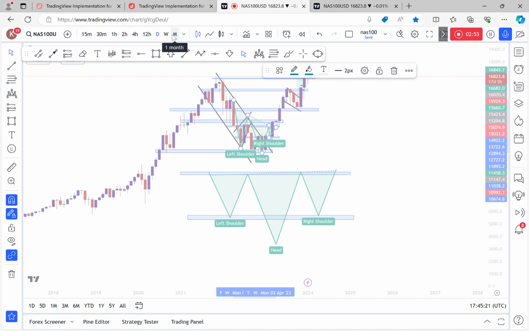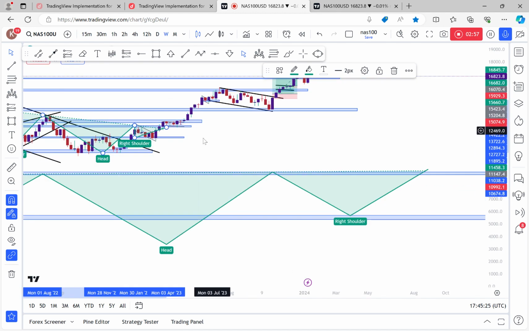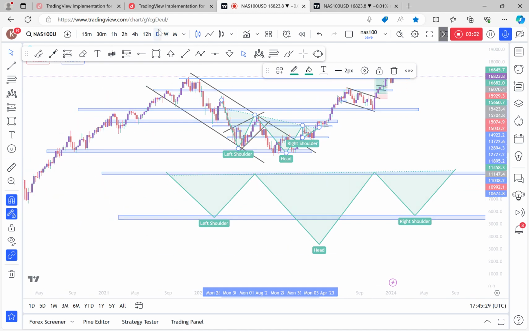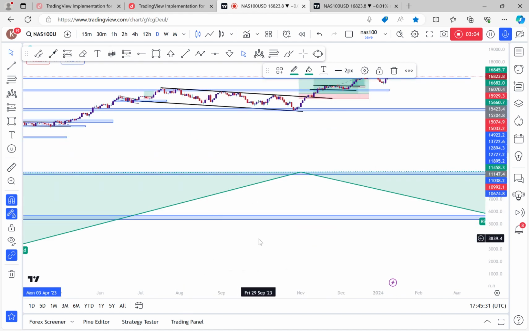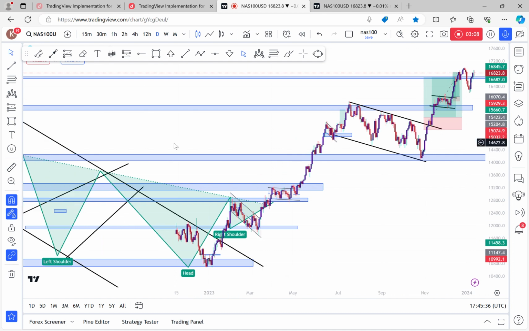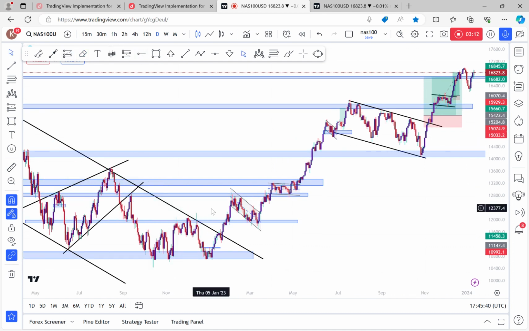After spotting my areas of value on monthly, I go to weekly, and after weekly, I go to daily. When you have a look at the daily time frame, you can see the formation of several patterns here. Have a look at this.